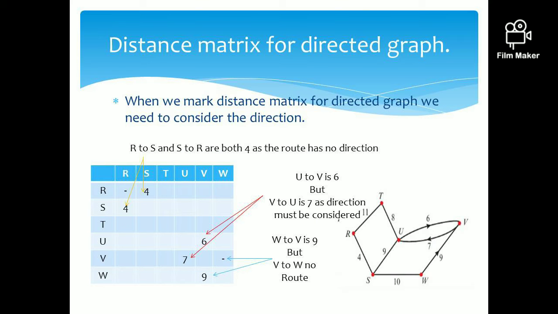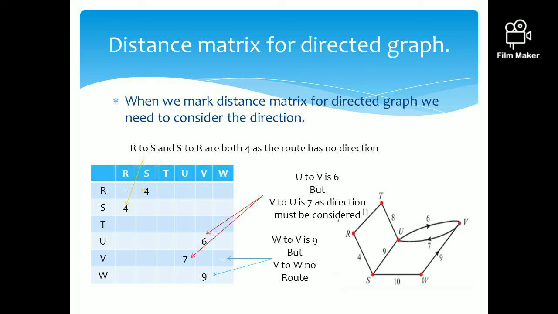This is another special case. How to draw a distance matrix for a directed graph. Now, let's try to understand what are the special features we have to consider when you mark a distance matrix for a directed graph. Let's try to consider the fact from S to R. S to R and R to S both become 4. The reason is that there is no specific direction mentioned over there. That means if you travel from S to R or R to S, you have to pass a length of unit 4.